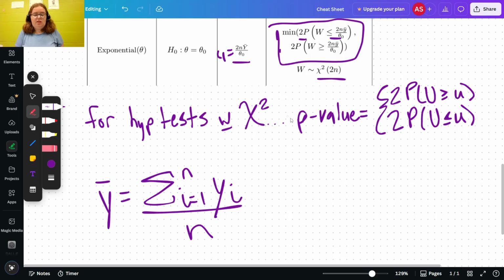For hypothesis tests with the chi-squared, the p-value is going to be one of these two things, and it's just whatever is actually a probability, because you'll find that one of these numbers is always going to be greater than 1, and the other one will be between 0 and 1. So you just want to go with the one that is actually a probability, between 0 and 1, instead of one that's over 100%.